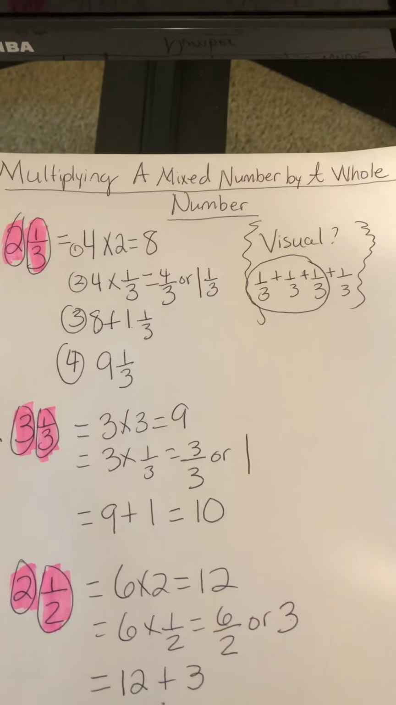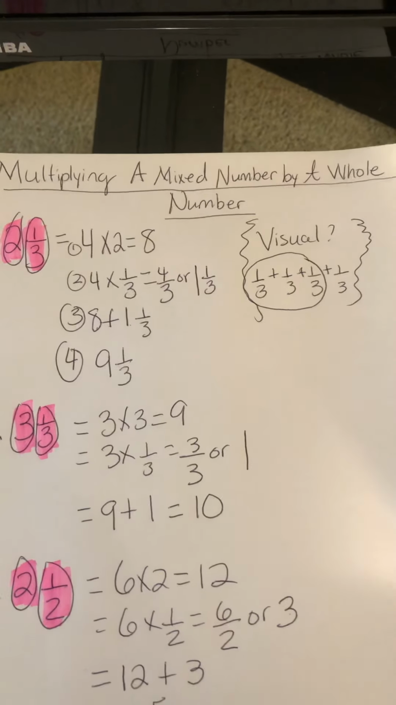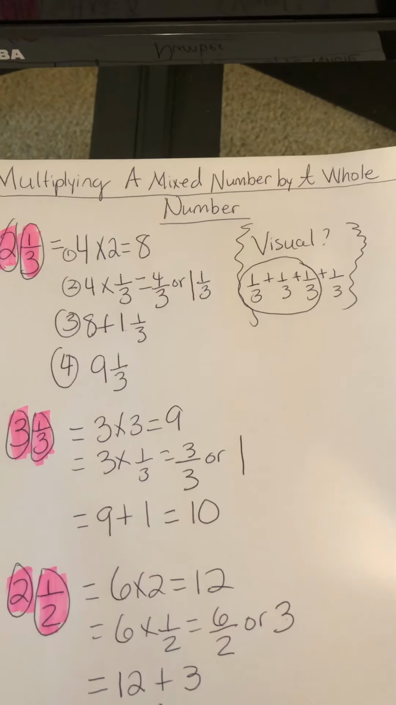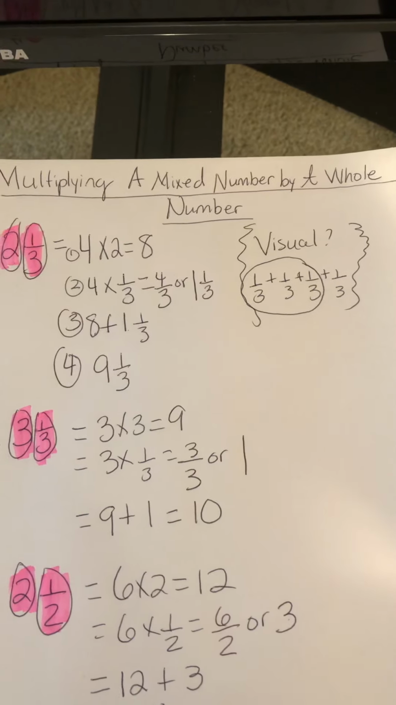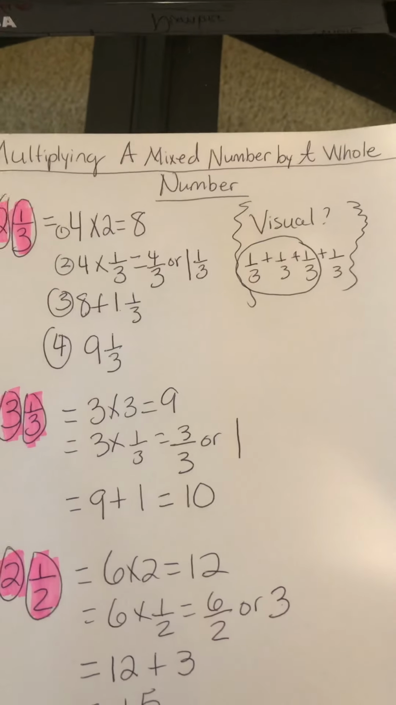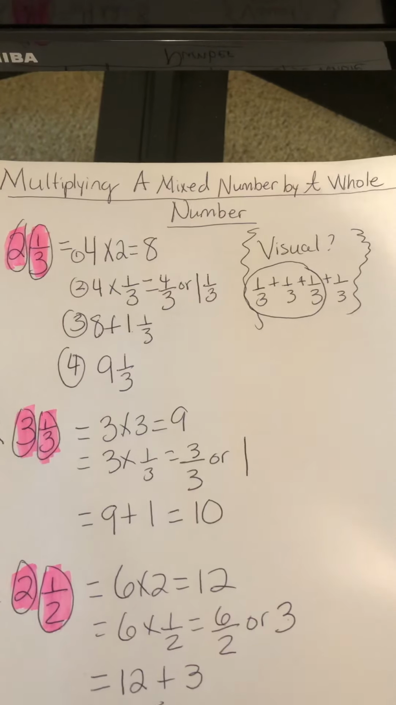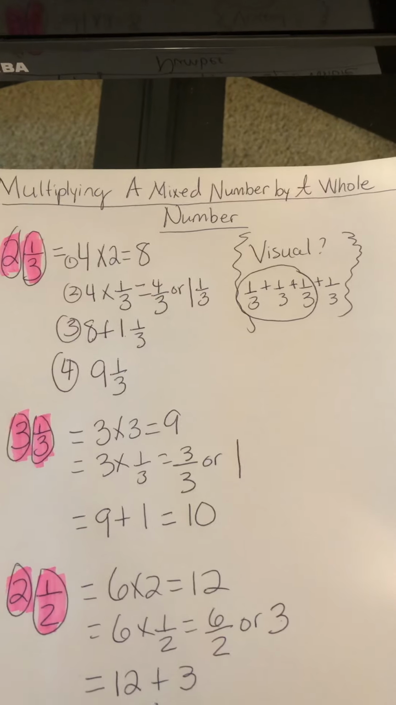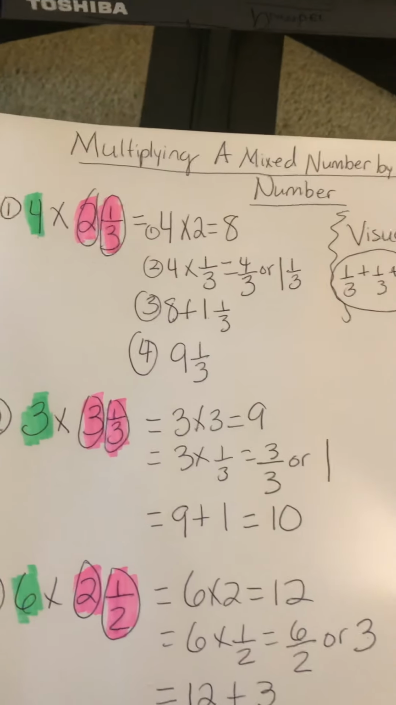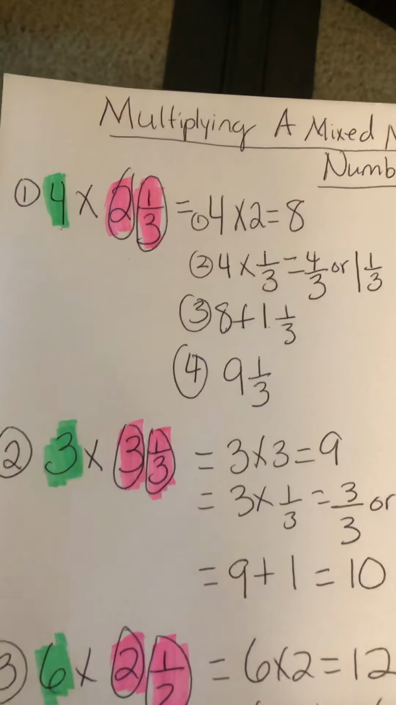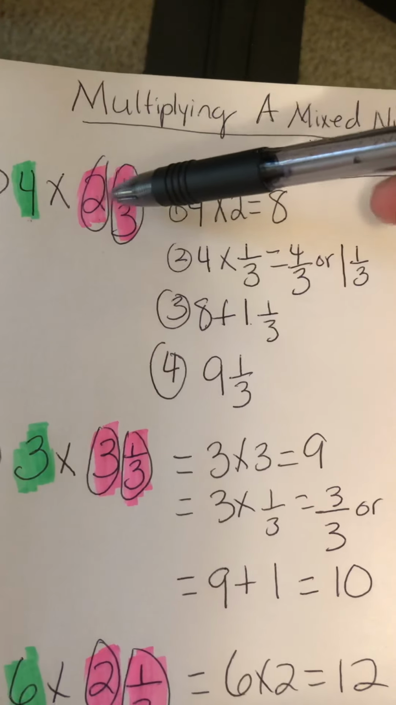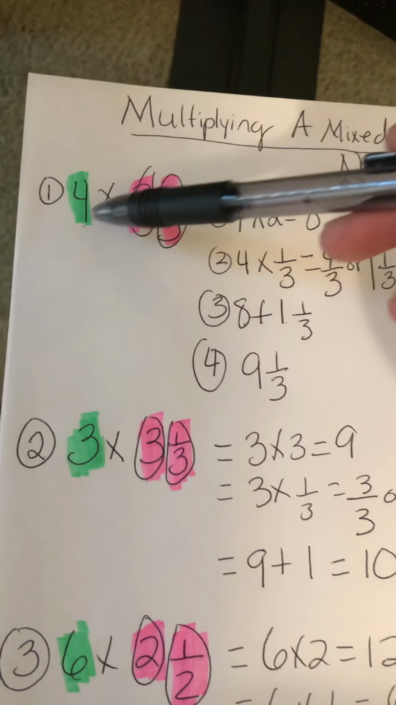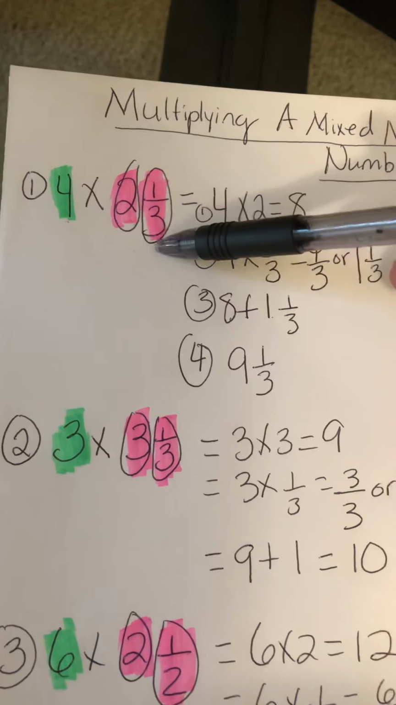This is part two. Notice the title has changed just a little: Multiplying a mixed number by a whole number. So I just want to key in on mixed number. That's what we're doing now. In part one, we're multiplying a fraction by a whole number. Now we're multiplying a mixed number by a whole number. As you know, let me remind you, just in case you forgot, a mixed number includes a whole number and a fraction. So our first problem today is 4 times 2 and 1/3.